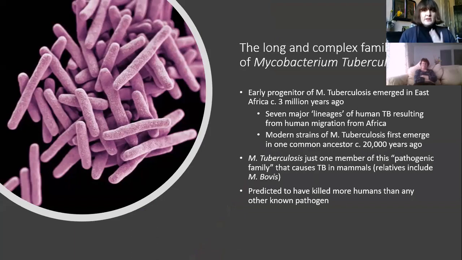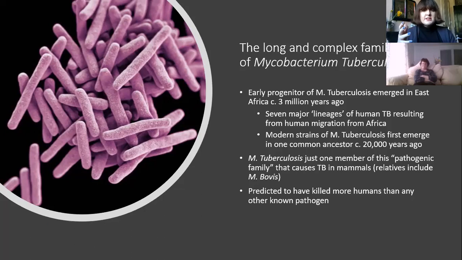And I'm concentrating a lot here today on Mycobacterium tuberculosis, which is the TB that you get from human to human transmission. But there are lots of different strains of tuberculosis that cause TB in mammals, some of which can cause TB in humans. Possibly the most famous of which is Mycobacterium bovis, which is what causes bovine TB, so TB in cattle, and you can get that from drinking infected milk. But I'm concentrating mostly on Mycobacterium tuberculosis.